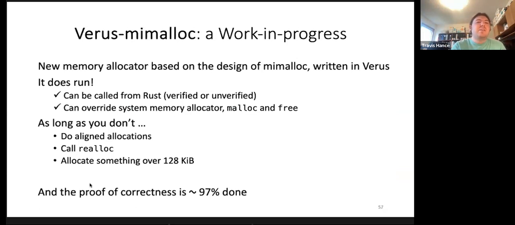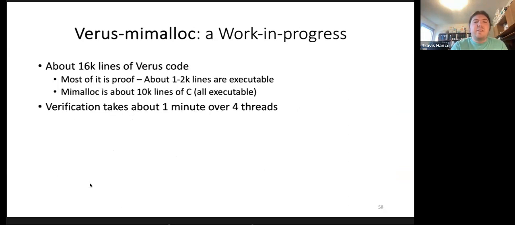Once again, this is a work in progress. I guess this is the same slide I showed you before. It runs, but there are some restrictions, and the proof of correctness is close to being done. At the moment, it's about 16,000 lines of Verus code, and most of that is proof code or some kind of specification code that helps explain what's going on. Unfortunately, it's hard to actually count which lines are executable. My best guess is that 1,000 or 2,000 lines are executable. So I'm sorry, I don't have a more precise number there. But definitely most of it is proof code.